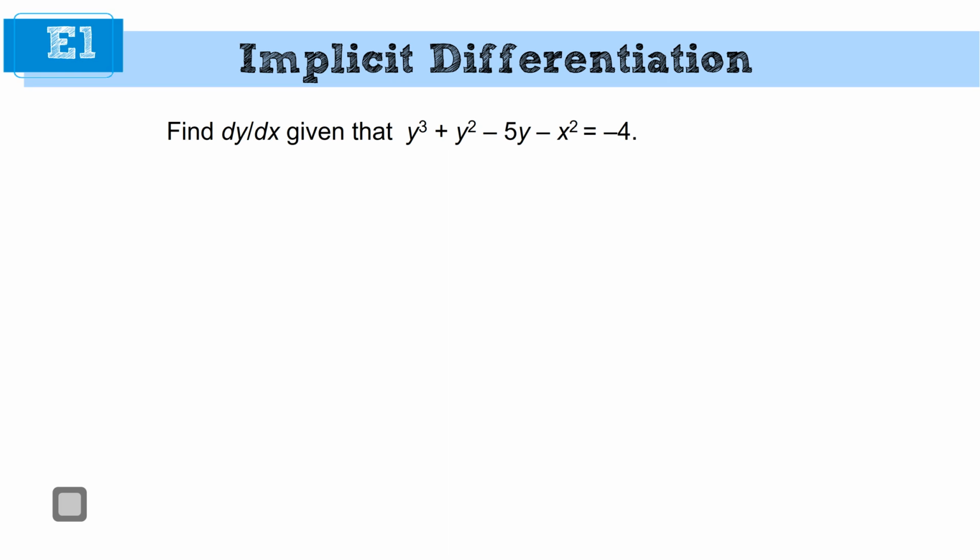Now, let's refresh your memory about the notation there. dy dx, the derivative of y with respect to x. So what's my variable? X, correct. But in this equation, I can't get the y's by itself. I don't know how to solve for y. I don't even know if that is solvable for y. So we're going to use implicit differentiation.